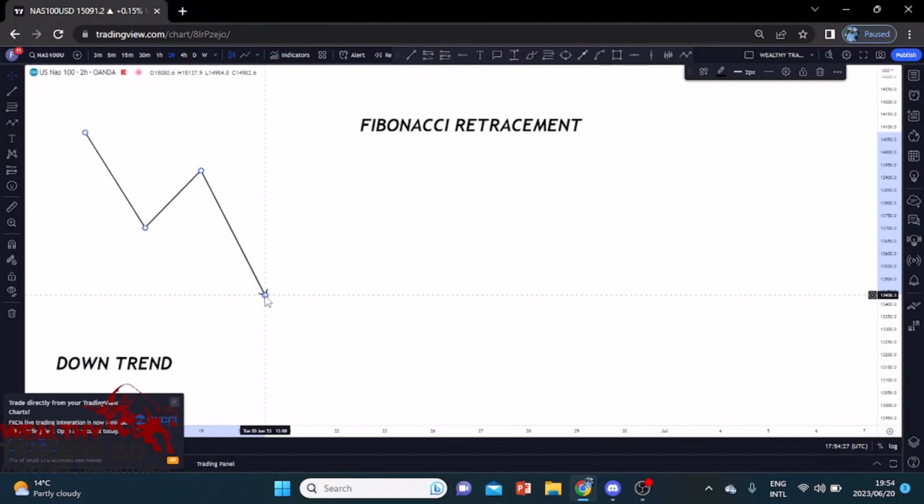The basics of a Fibonacci say that in the case of a downtrend, you have to plot your Fibonacci from your previous lower high to your current lower low so that you can get your potential new lower high so that you can sell the market. Remember, the Fibonacci will give us where the market will reverse.